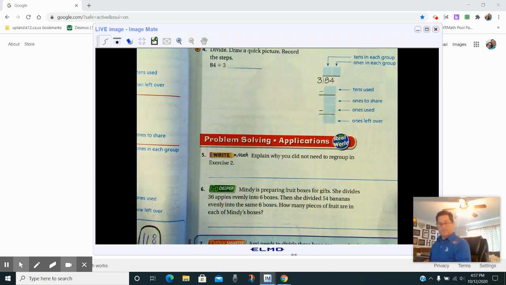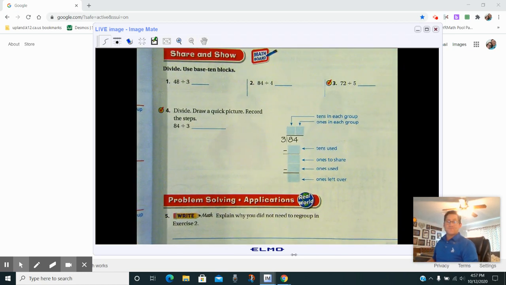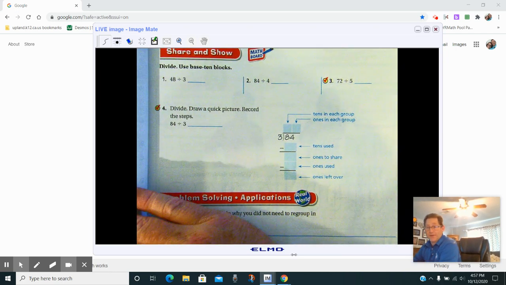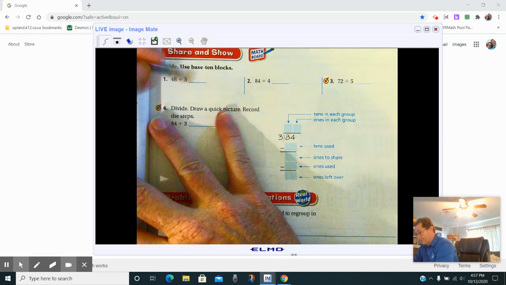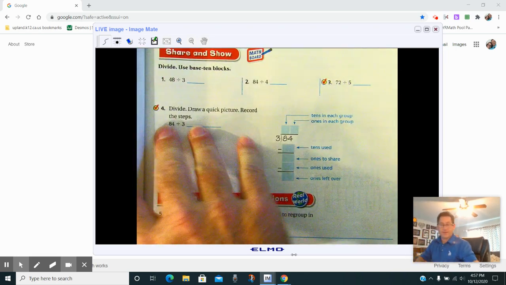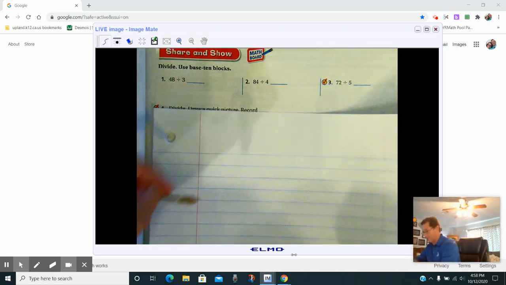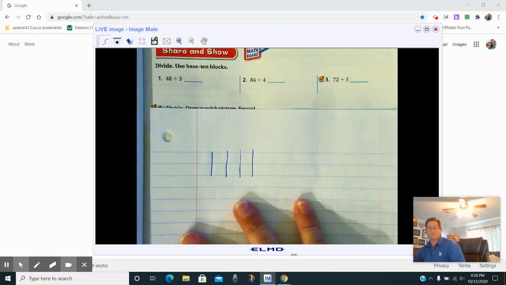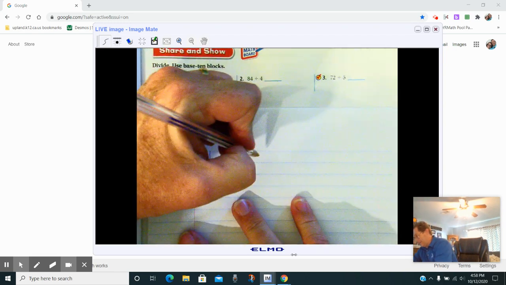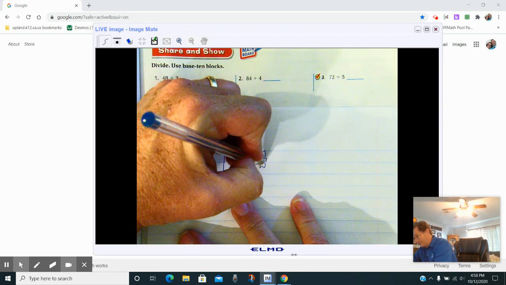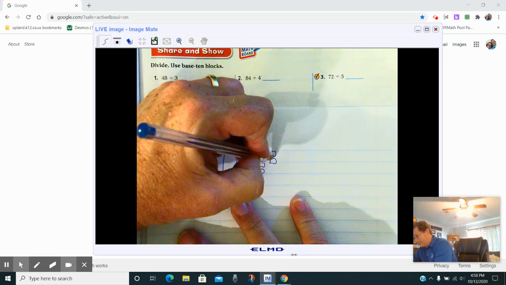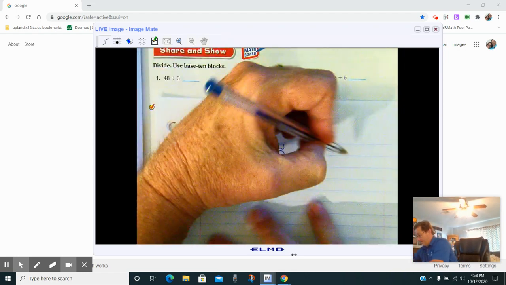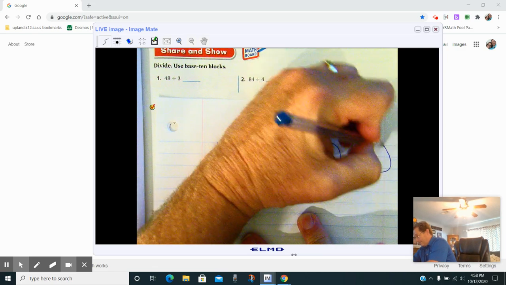Use base 10 blocks, 48 divided by 3. So if we don't have the base 10 blocks, remember we can draw a picture, right? So 48, how can I represent 48? I'm going to use this piece of scratch paper just so I can write larger. 1, 2, 3, 4. Okay, that's my 4 10s. And I have 8 1s. And you could have drawn circles, whatever you need to. And then we have 3 groups. Okay, divide by 3.